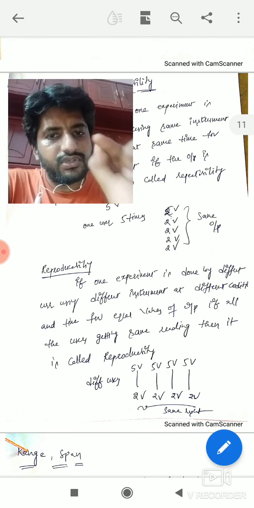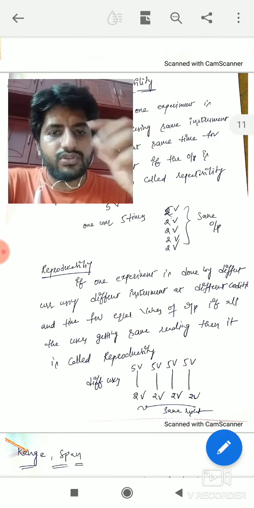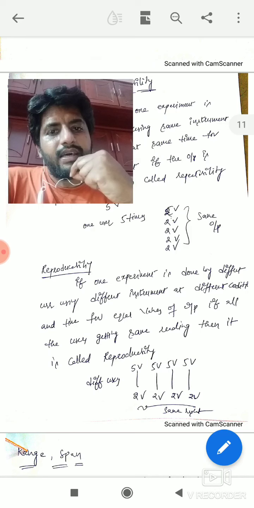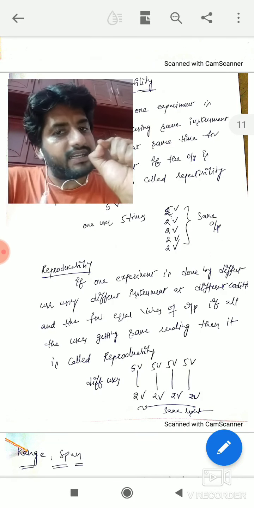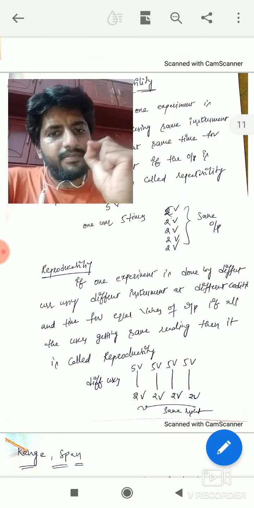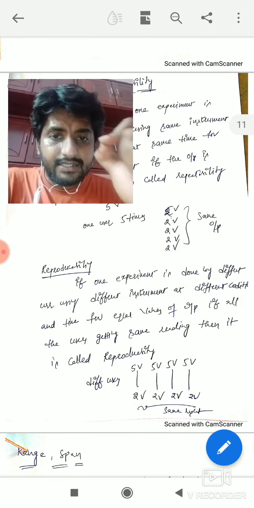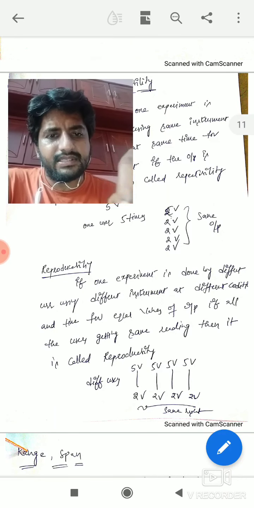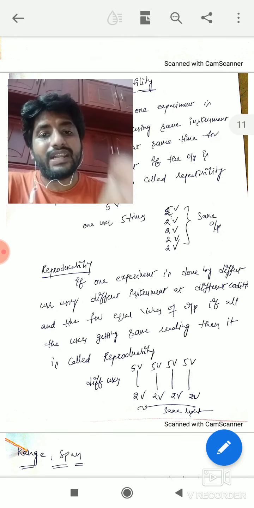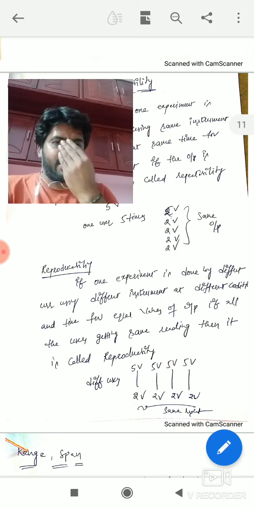For example, I want 5 volts, and I took a 0 to 10 volts voltmeter. Sitting in one room, same condition, I did the first experiment, I'll get 2 volts. After a little while I did the experiment again, I'll get 2 volts. And at some other time you'll get the same result, 2 volts, 2 volts. So that is called the repeatability of the instrument.